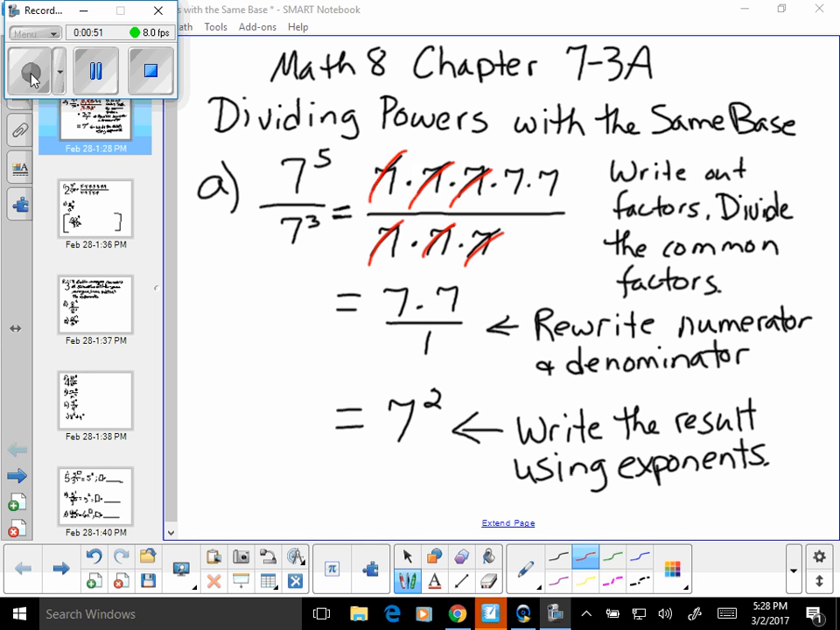On the top, in the numerator, we have 7 times 7 left. In the bottom, everything has been divided out or canceled out. And that means it's 1, because 7 divided by 7 is 1, 7 divided by 7 is 1, 7 divided by 7 is 1. That leaves a 1 as our denominator. Then we write the result using the exponents. But if you look closely, we will get to a shortcut.